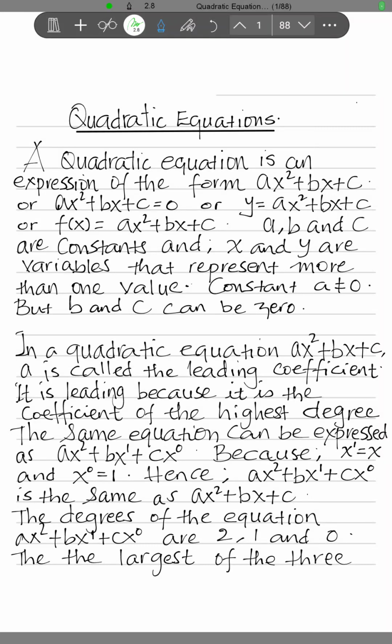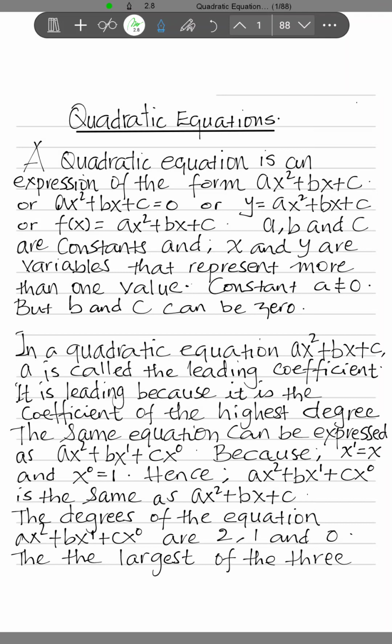Hello there. Today's topic is quadratic equations. A quadratic equation is a second degree equation, one of the important equations in mathematics. Understanding quadratic equations is a basis for most advanced mathematics, such as calculus. It is easy and interesting. Let's see what it is.